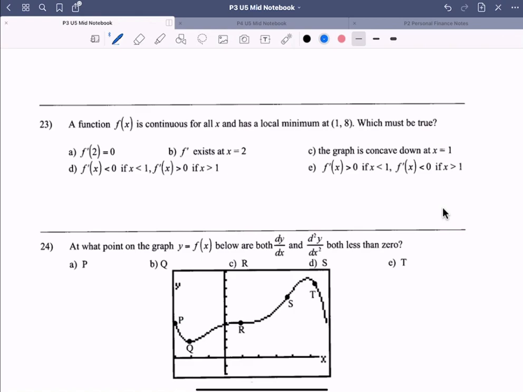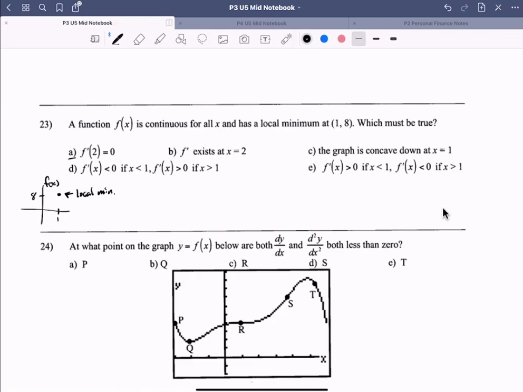So one of these must be true, and the other ones could be false. Let's look at every single one of them one at a time. Now I don't know what f looks like. I'm going to draw an x and y axis and say at (1, 8), we have a point. That's all we know. We know that that's a local min.